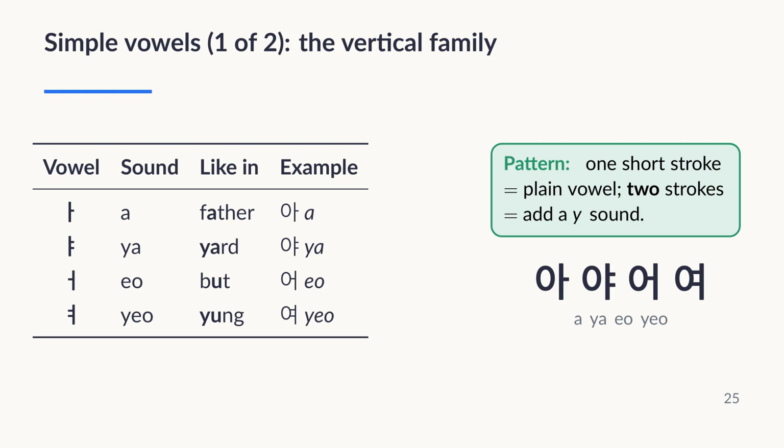Do you see the pattern in the tip box? One short stroke gives you the plain vowel, and adding a second stroke adds a y sound at the front. So a becomes ya, and eo becomes yo, just by doubling the little stroke. Say the row with me. A, ya, eo, yo. This add-a-stroke-for-y pattern will repeat in the next family too, which means you are really only learning half as many shapes as it first appears.